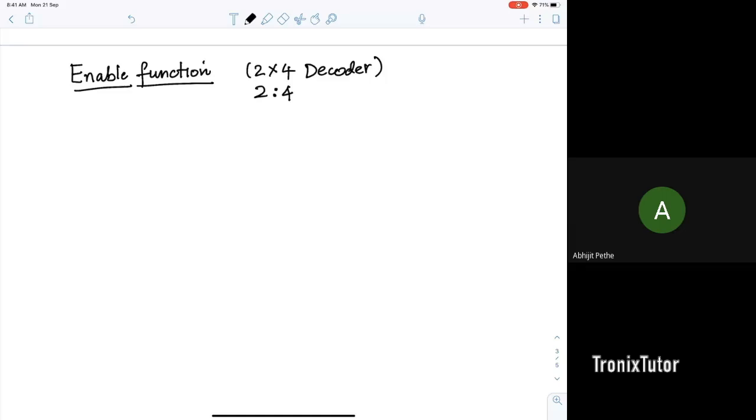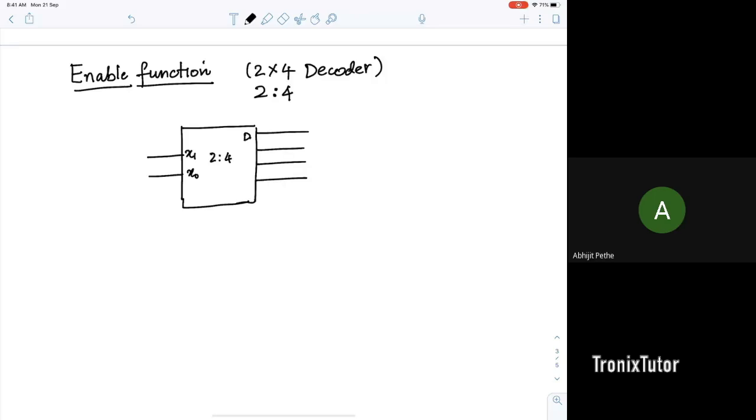So what's the enable function? If you think of a 2x4 decoder, it has 2 inputs and 4 outputs. Let's talk about the 2 inputs as x1 and x0, and the 4 outputs are D0, D1, D2, D3. Normally, and this is true on most chips, but this is the first time I'm introducing this concept, you have another input, and this is known as the enable input.